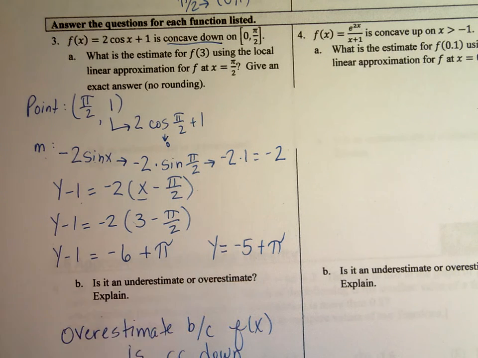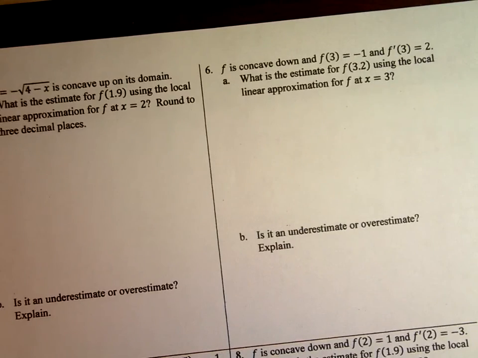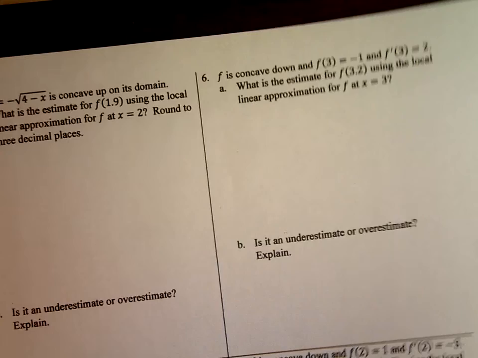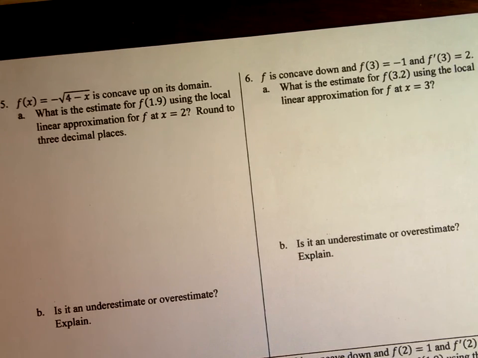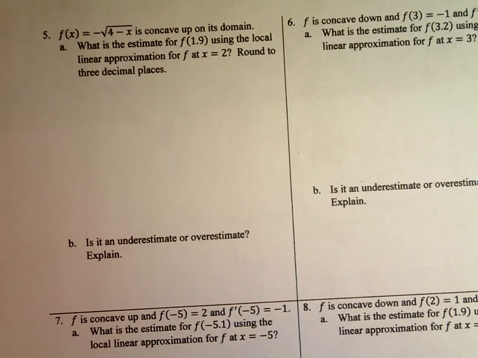All right, next one's number 5. I just kind of picked a hodgepodge here along the way. Number 5 is my next one, and this one, same thing. My function, you can see the function, it's a square root, it's concave up on its domain. What's the estimate for f of 1.9 using local linear approximation for f of x equals 2, round to 3 decimal places.